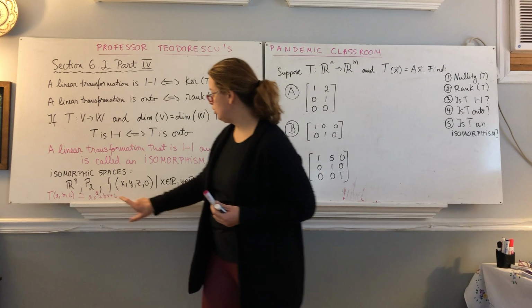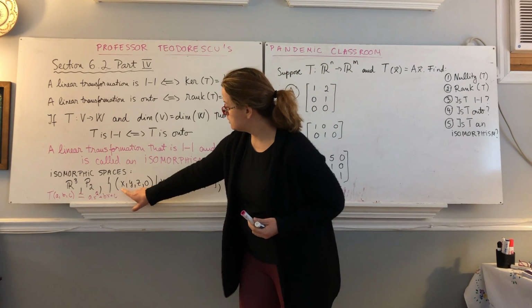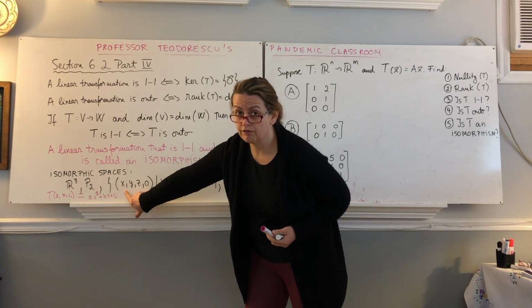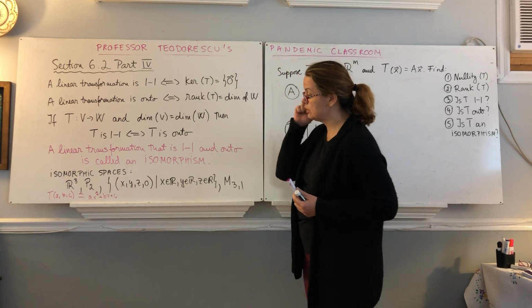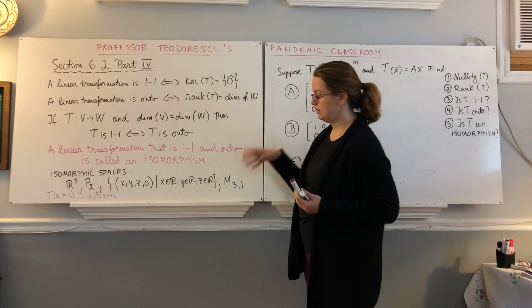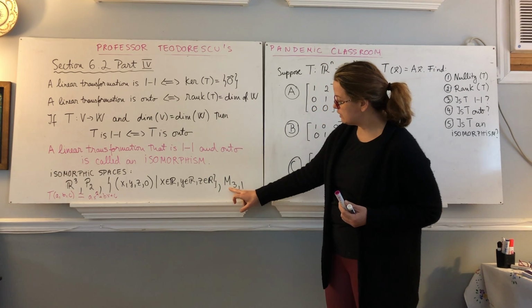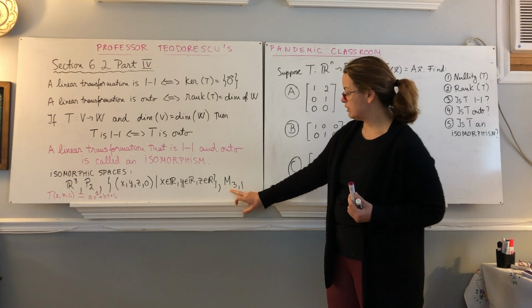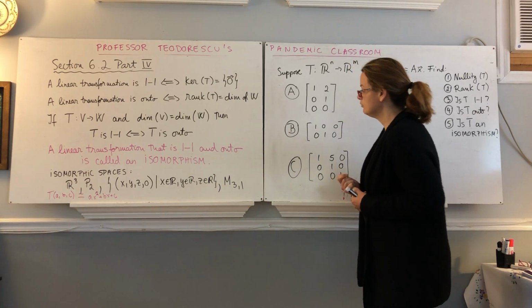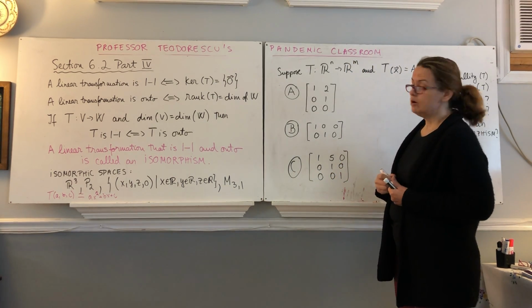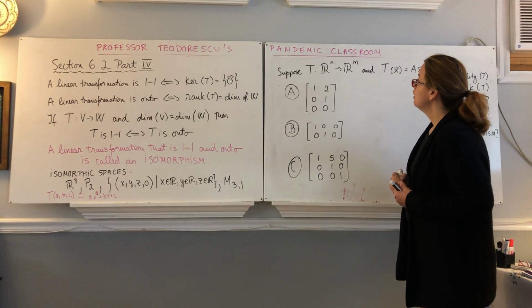R3, P2, this space that seems to be embedded in R4 but has only 3 components really, so that's like a projection onto the 3 space, and the set of matrices that are 3 by 1, so, you know, column matrices.